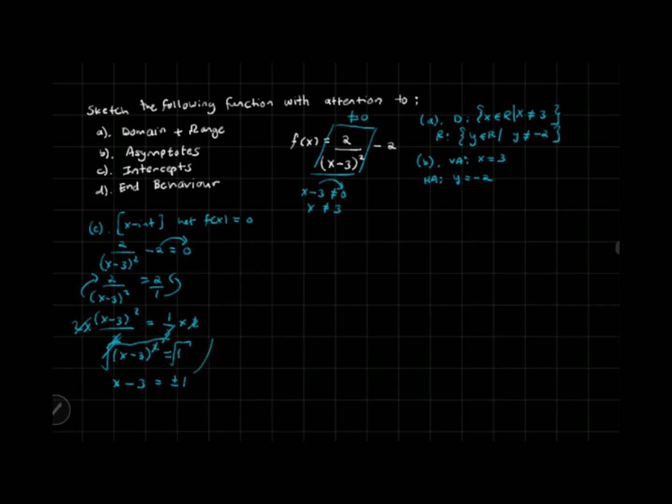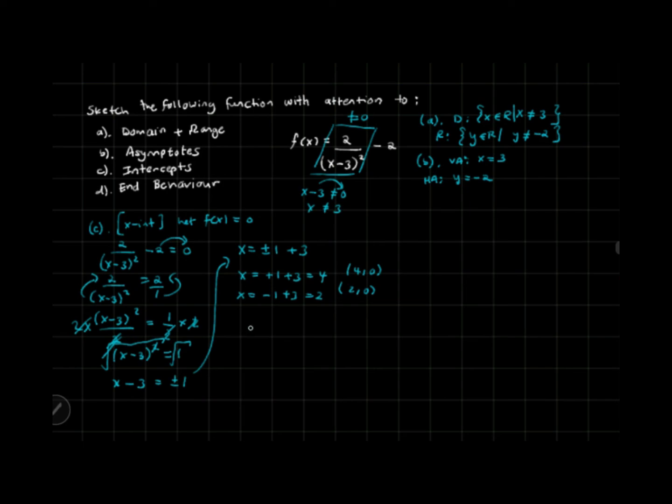So x is equal to plus or minus 1, plus 3. One of the x-intercepts is 1 plus 3, which is 4. And the other x-intercept is negative 1 plus 3, which is 2. So you have (4, 0) and (2, 0). Those are our two x-intercepts.